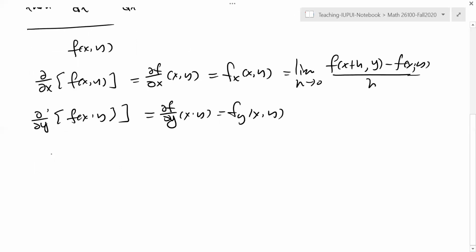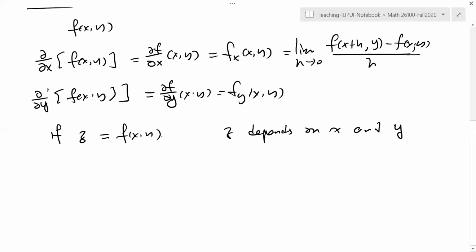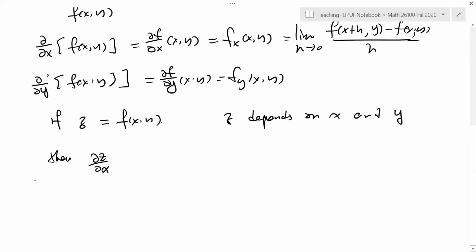Now, here's the point. Suppose there is another variable called z, another quantity, and it depends on x and y. So if z depends on x and y, then you can write down this equation, z equals f of x, y, depending on the problem. Then we also have this notation, partial z with respect to x. Sometimes we simply write the partial derivative of z with respect to x, and it's also simply written in this form.